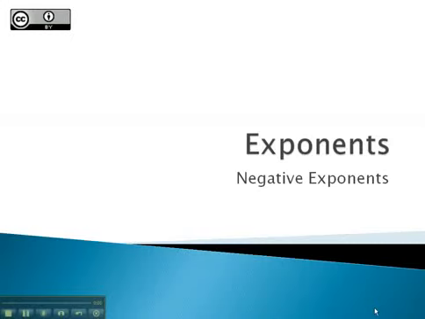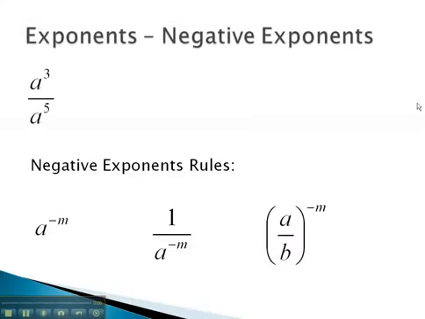In this video, we will look at simplifying expressions with exponents that are negative. To set this up, we will consider a cubed over a to the fifth. A cubed means we have 3 a's in the numerator, and a to the fifth means we have 5 a's multiplied in the denominator.